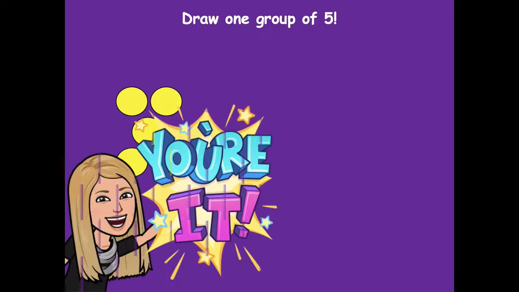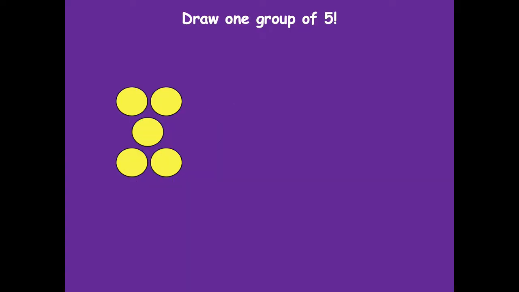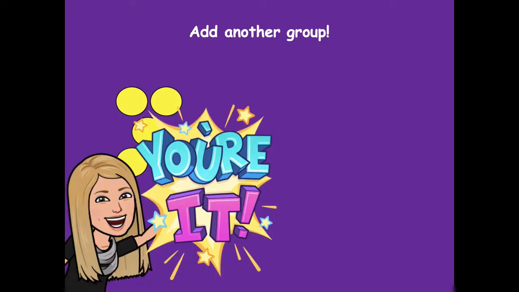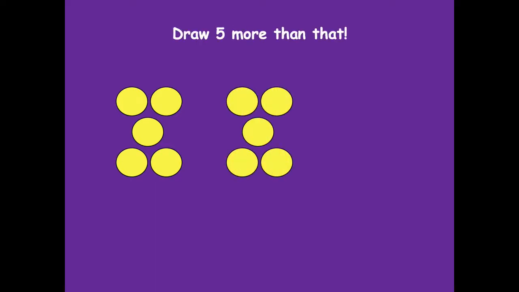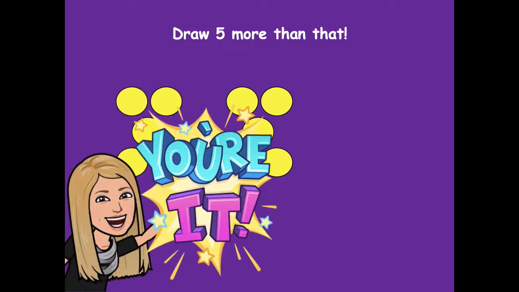So draw one group of 5. So pause the video, draw one group of 5, just like I have here. All right, pause if you need more time. All right, so now add another group. So pause the video, add another group, and then click play when you're ready for the next step. All right, here's your other group. Now draw 5 more than that. Pause the video, draw 5 more, and then click play when you're ready for the next step.